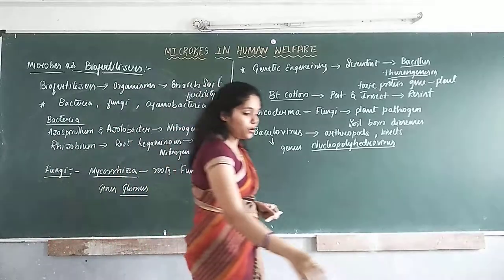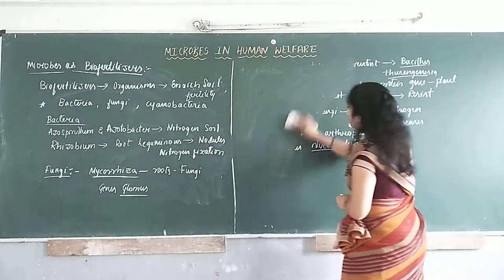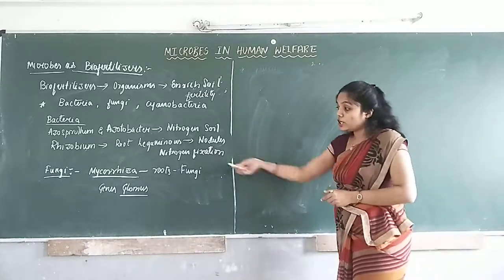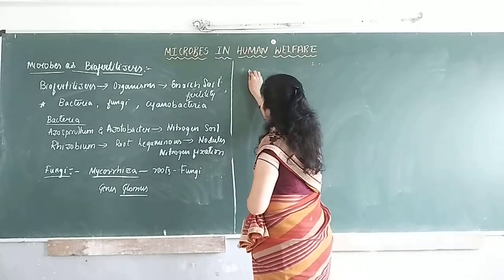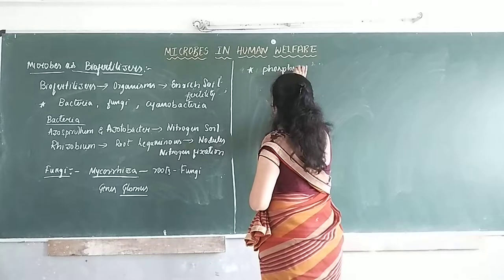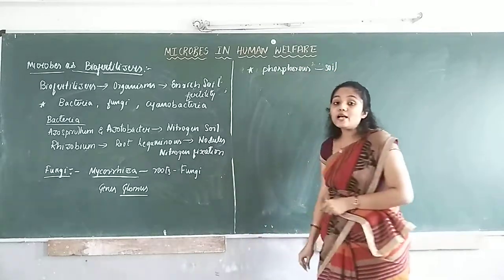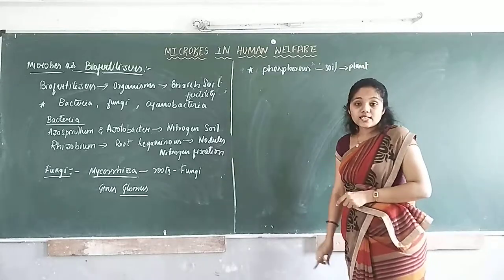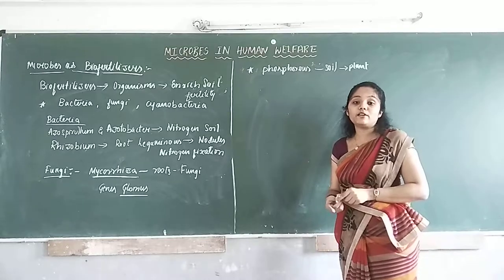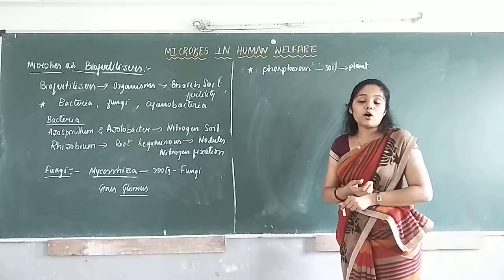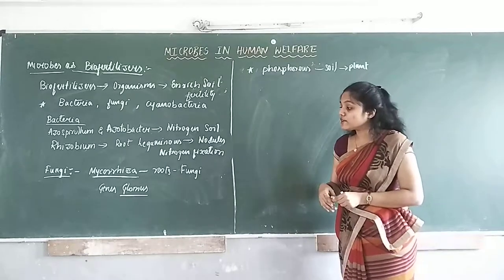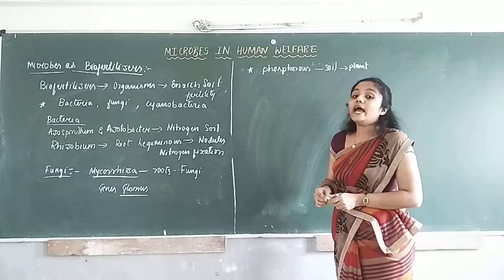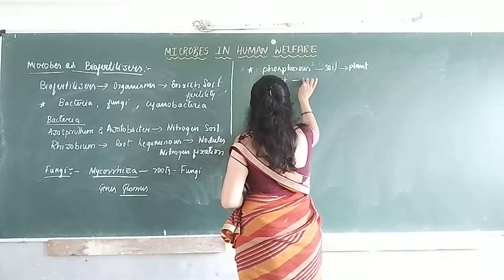So what is the use of this mycorrhiza? I told you that they act as biofertilizers. In the case of the bacteria, they help in nitrogen fixation. Like that, in the case of the mycorrhiza, they help in the absorption of phosphorus from the soil and it passes into the plant. Mycorrhiza is a symbiotic association where both are mutually benefited. Both the fungi and the plant are benefited, so we call it mutualism. The fungi absorb the phosphorus from the soil and pass it into the plant. And also they resist plant pathogens.